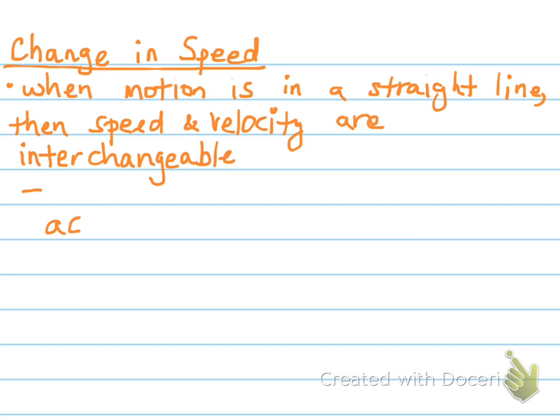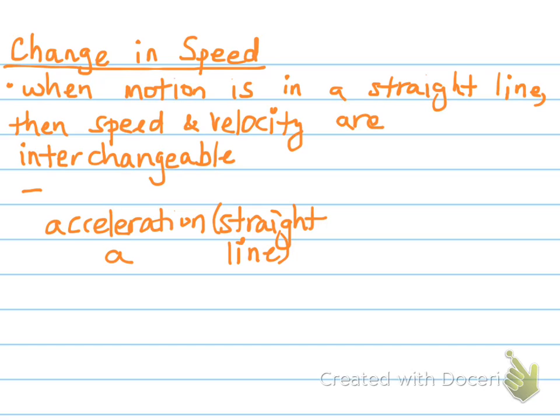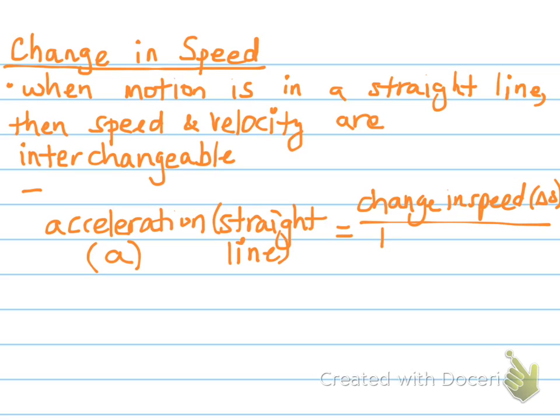In which case we have an equation that is that acceleration, and again this is when we're talking about being in a straight line, okay, is equal to our change in speed, so delta S, over our time interval, which is our delta T. Okay, so when we're moving in a straight line.